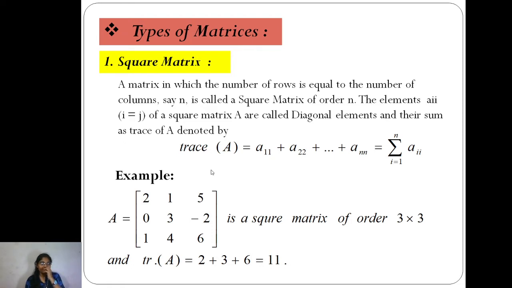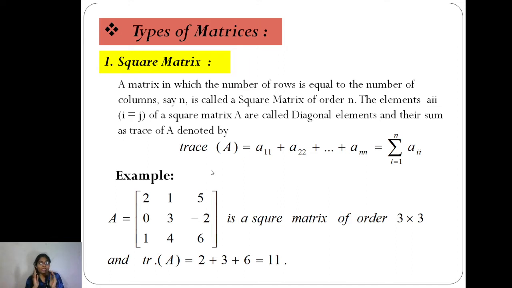Trace means the sum of diagonal elements. The sum of diagonal elements is the trace of a given matrix capital A. Trace A equals a11 plus a22 plus dot dot ann equals summation i equals 1 up to n of aii. Diagonal element, main diagonal element, principal diagonal.